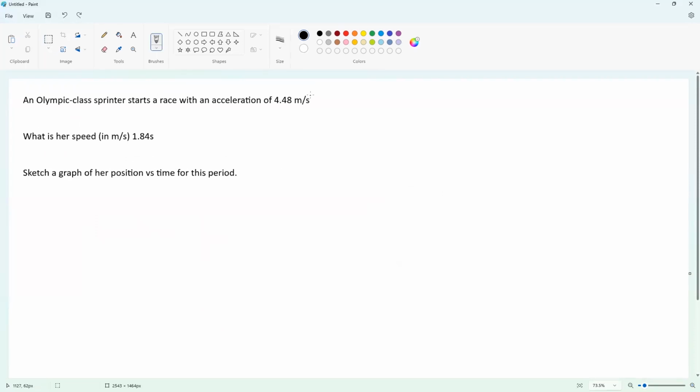So, an Olympic class sprinter starts a race with an acceleration of 4.48 meters per second squared. What is her speed in meters per second after 1.84 seconds? Okay. So, this will require you to understand what the concept of acceleration is, and two, what the formulas called your kinematic equations are.